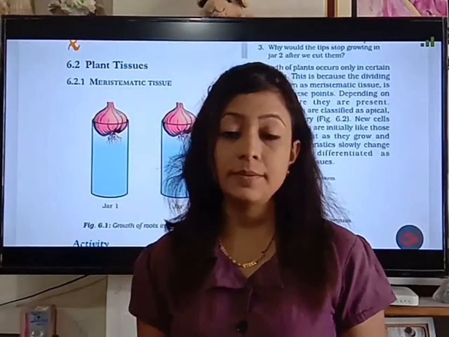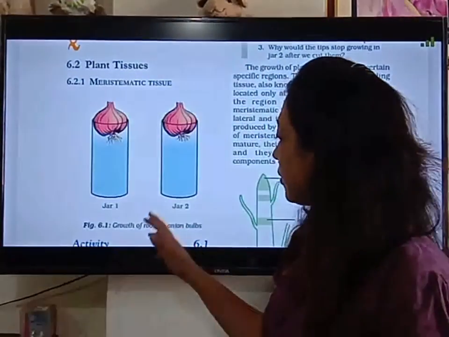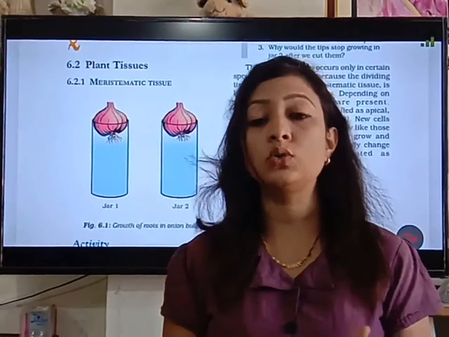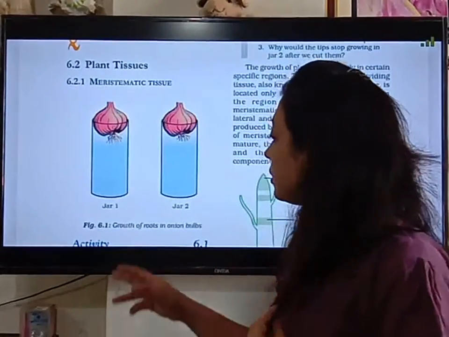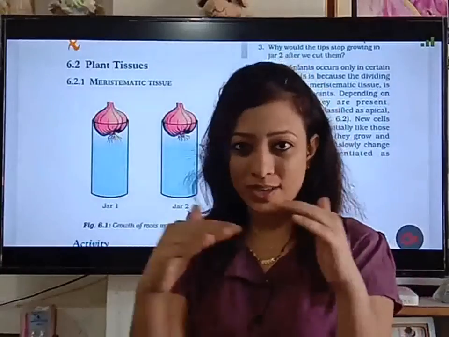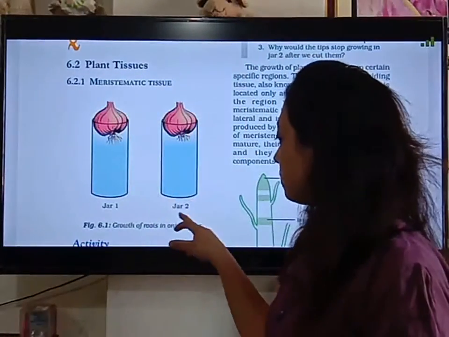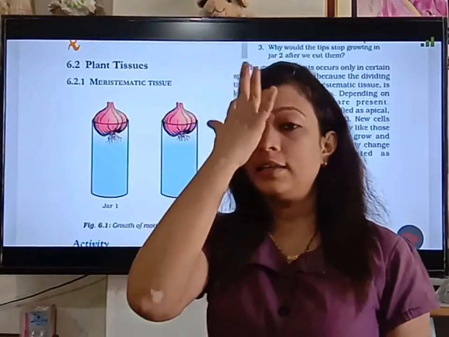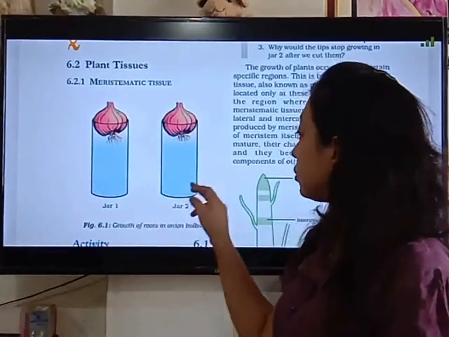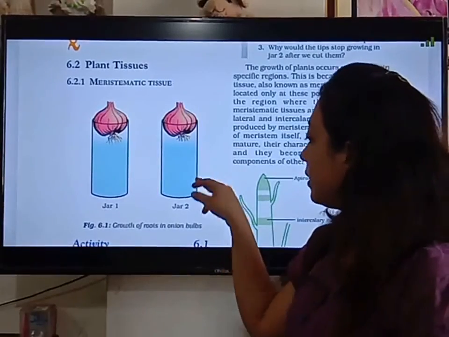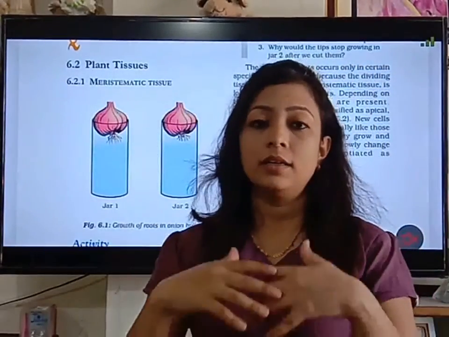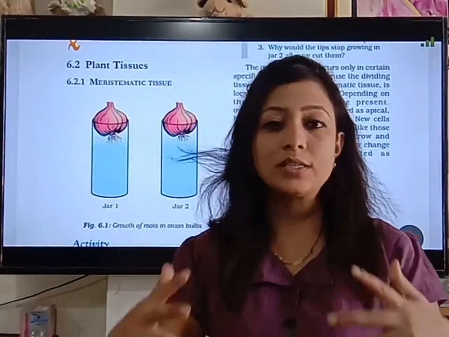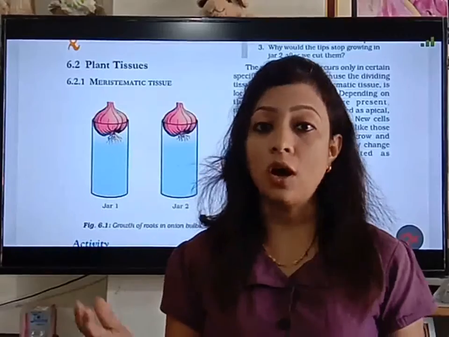both the jars. So children, in the same way you have to wait for 4 to 5 more days and keep on observing the growth of the roots in the jars. After 4 to 5 days, once you cut the roots from the onion of jar 2, again you are going to observe for 4 to 5 days. So children, what will you observe? That once we cut the root tips from the onion in jar 2, the roots of the onion from jar 2 will not grow. Once we cut their tips, the roots will not grow.